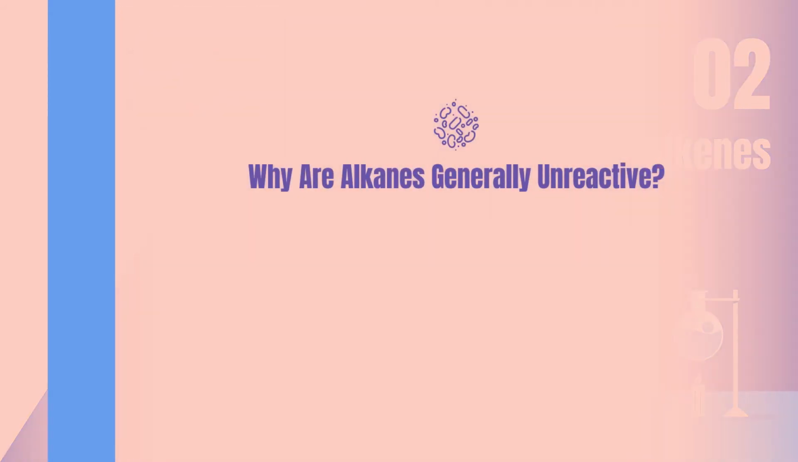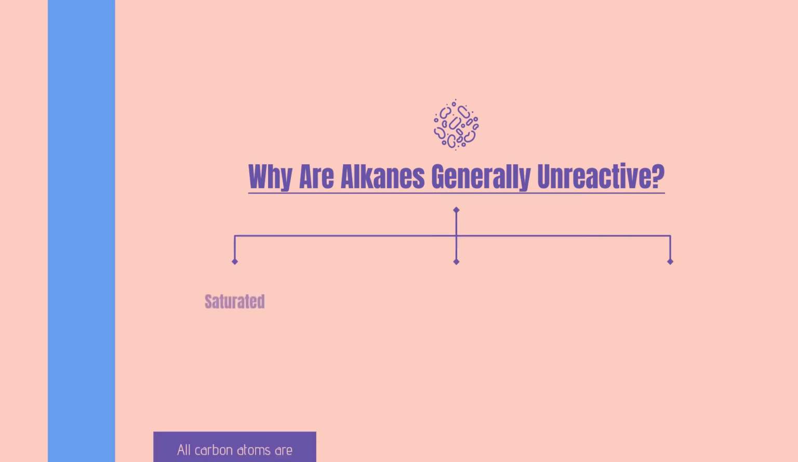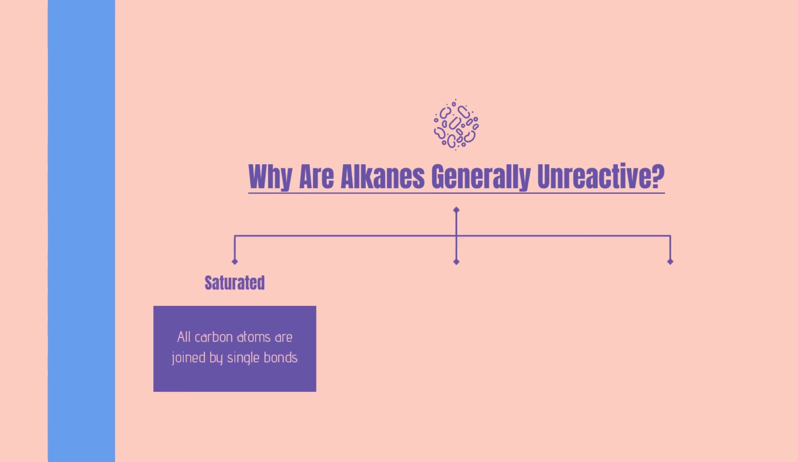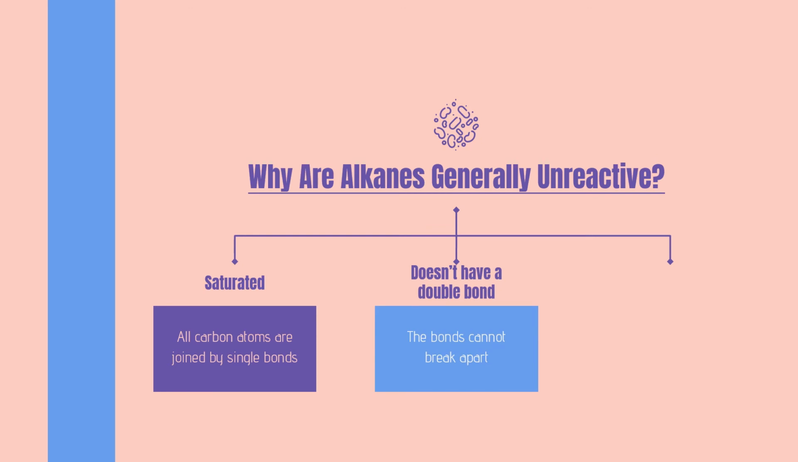So, why are alkanes generally unreactive? First is because they are saturated. This is shown by the carbon atoms entirely joined with other carbon atoms and hydrogen atoms only with single bonds. There are no double bonds. So the bonds cannot break apart to form a reaction with other substances. However, regardless of being unreactive to other substances, they are reactive towards combustion, which is reacting with oxygen by burning or by air.